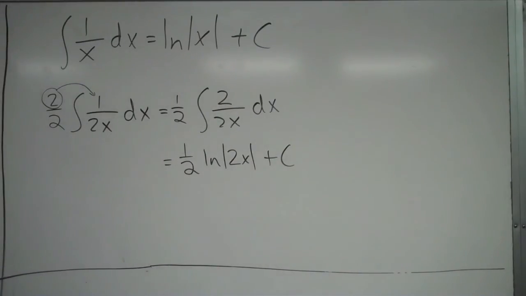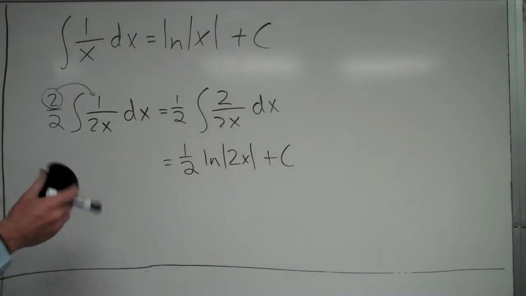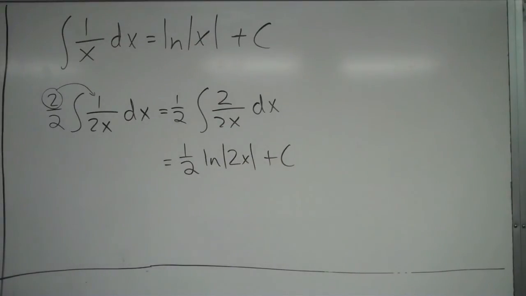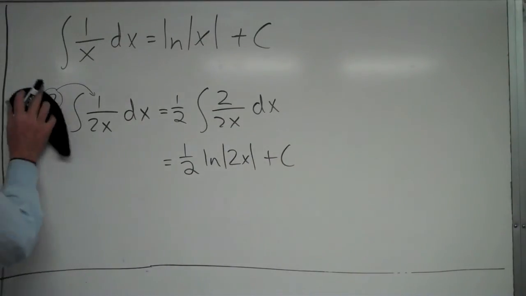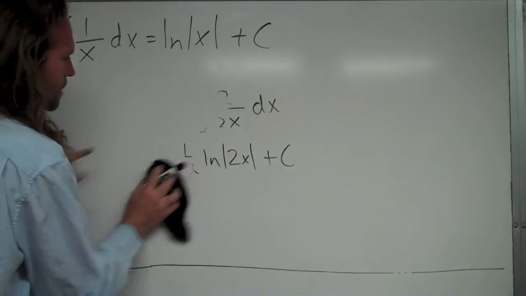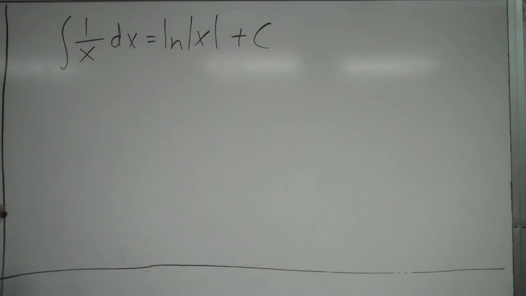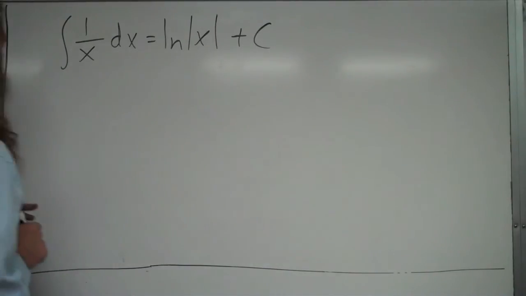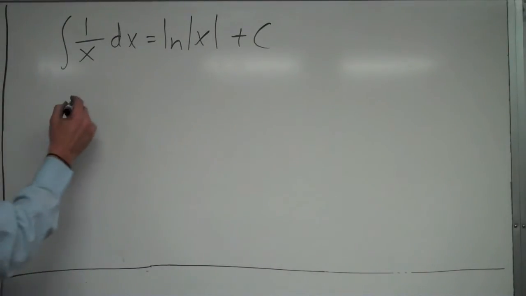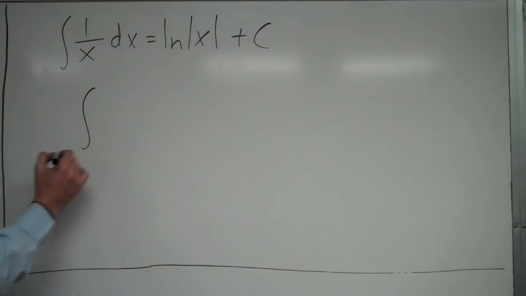I guess I also could have, if I wanted to, just brought this 2 out from the beginning to make it a 1/2 initially. And it would have been 1/2 natural log absolute value x, which is actually the same thing. I know it seems strange, but it actually is the same thing as 1/2 natural log 2x, because you can just absorb the natural log 2 in the constant. But let's look at another example that might be a little better than that.